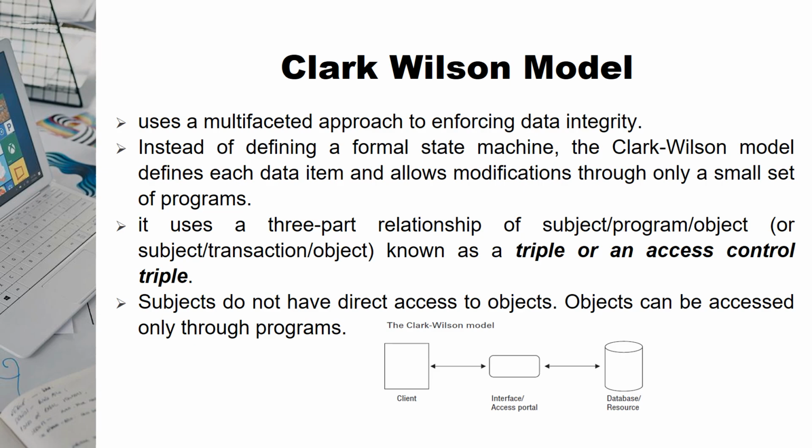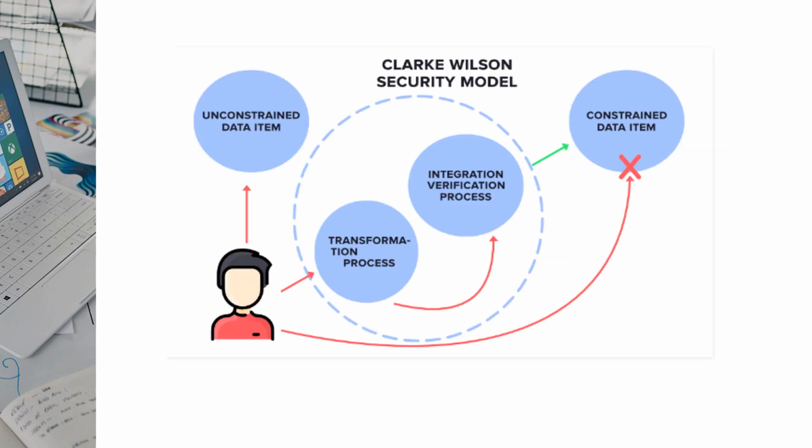Instead of defining a formal state machine, the Clark-Wilson model defines each data item and allows modification through only a small set of programs. So it uses a three-part relationship of subject, program, object, or subject, transaction, object, known as a triple or an access control triple. Subjects do not have direct access to objects. Objects can be accessed only through a program. This is a diagram that shows the Clark-Wilson security model.